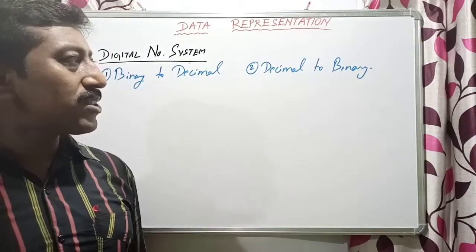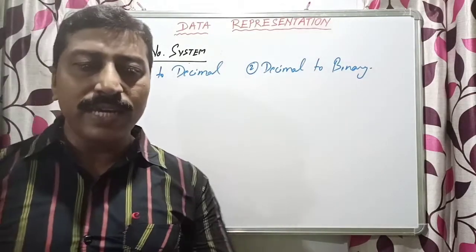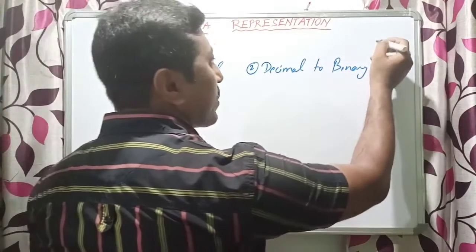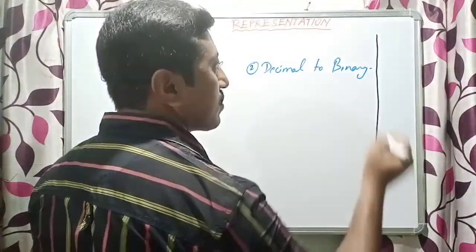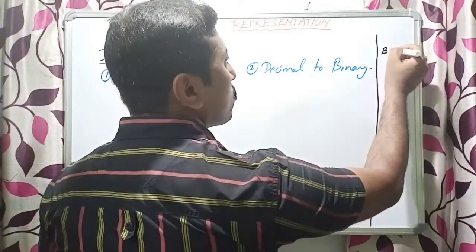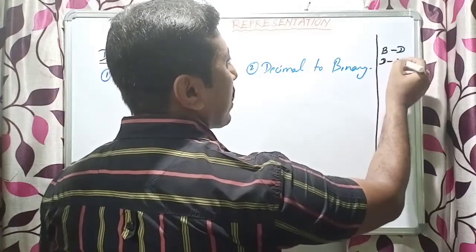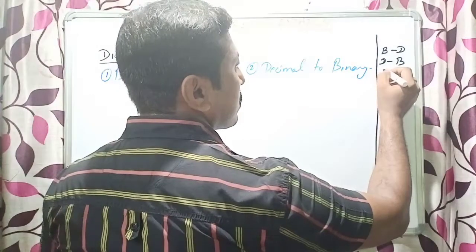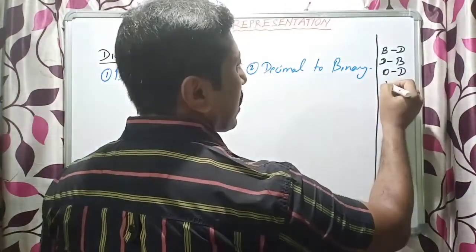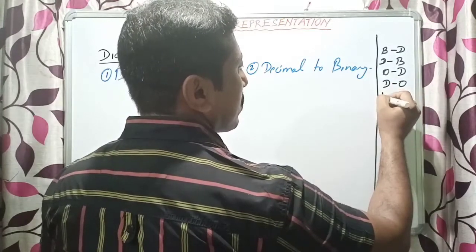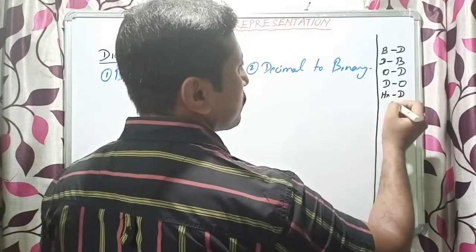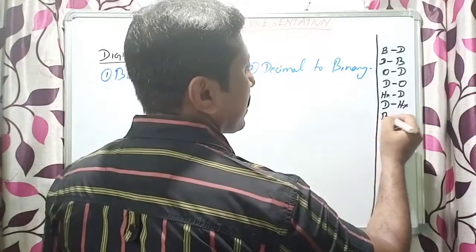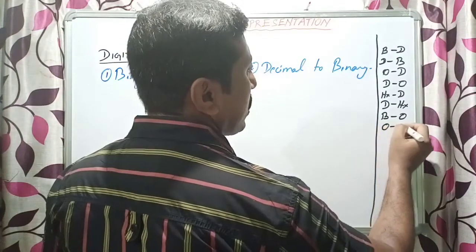Okay, before that I am writing in one place so that it will be easy for you, the different conversions we'll do. In this part we'll cover the different types of conversion. First we'll convert binary to decimal and decimal to binary. Then we'll convert octal to decimal and decimal to octal. Then we'll convert hexadecimal to decimal and decimal to hexadecimal. Then we'll convert binary to octal and octal to binary.